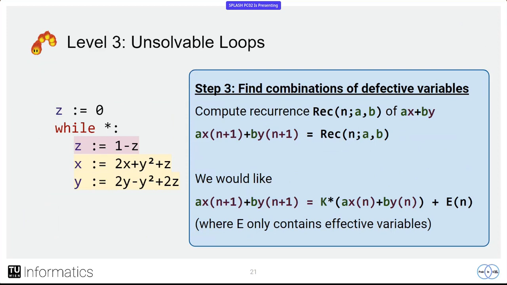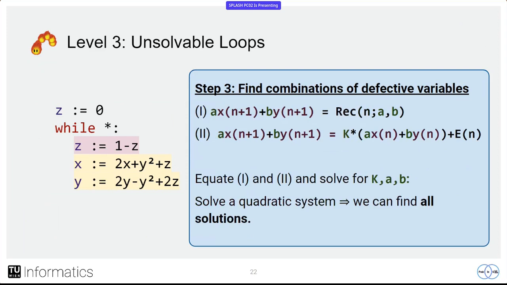And now we have these two things. We have the recurrence for our combination, that is dependent on the coefficients. And we have the thing that we want, that it follows a linear recurrence, also dependent on the coefficients. And what we can do now is we just equate 1 and 2 and solve for the coefficients.